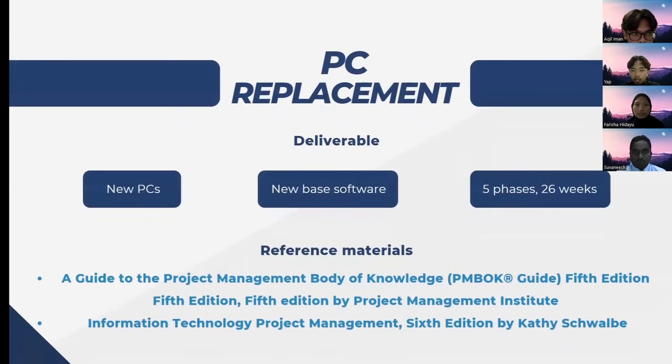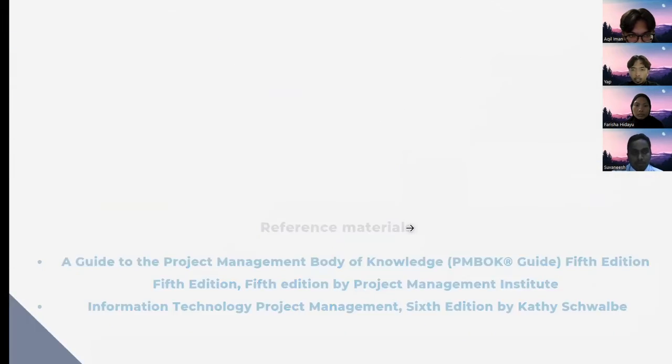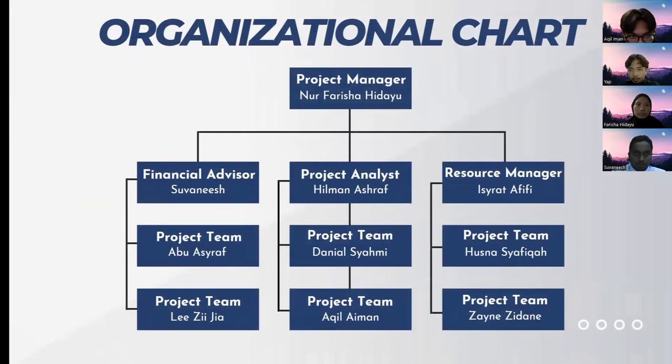Continue with our deliverables. There are three main points here. The first is the new PC that will be loaded with 120 units of Mac OS, and the old PC will be disposed of. The second is the base software line that will introduce new tools such as Access, iCloud, and the latest Microsoft Office, which is 2021. There will be 5 phases that need to be done within a duration of 26 weeks. And then we'll continue with the next presenter.